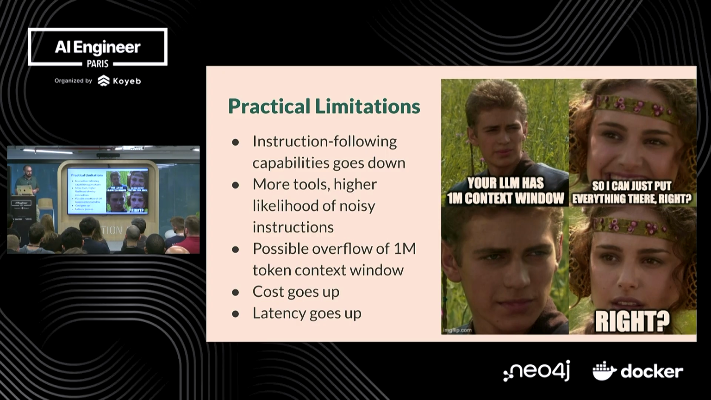The more tools you have, the more likelihood you have of noisy instructions or conflicting instructions. Also, real applications don't fit in a 1 million context window, or many of them don't fit, so it's not really a scalable solution. As you add more tokens, cost goes up and latency goes up. And for us, latency is really important. We want to provide a good experience, so we really take a look at those metrics.